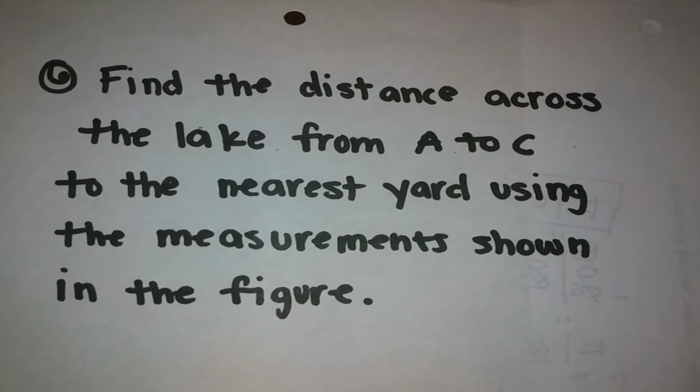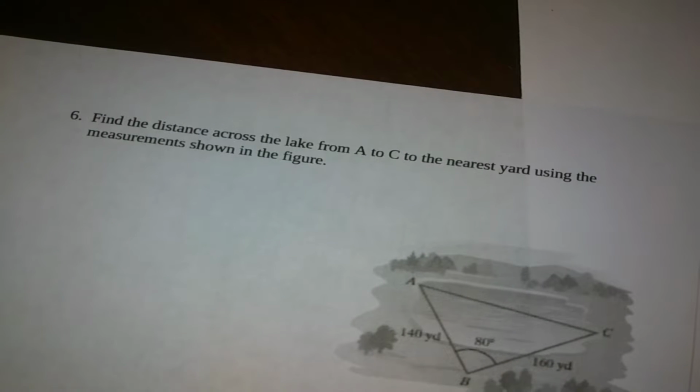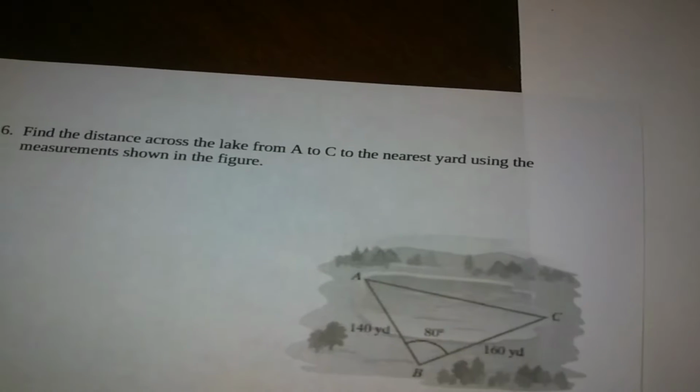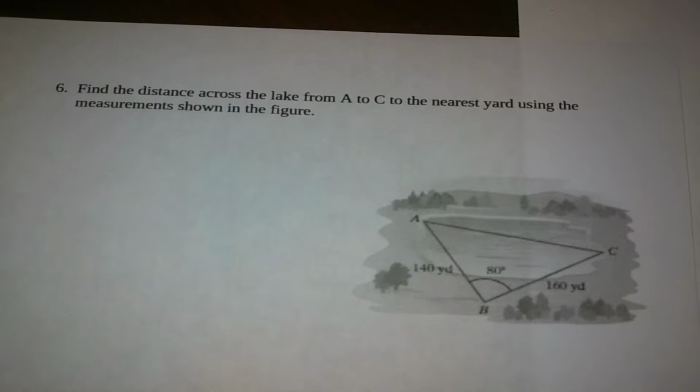Okay, so we are on to number 6. Number 6 says, find the distance across the lake from A to C to the nearest yard using the measurements shown in the figure. So again, people want us to do their work for them, but it's okay. We can do it because we can. So let's go ahead and see what we have.